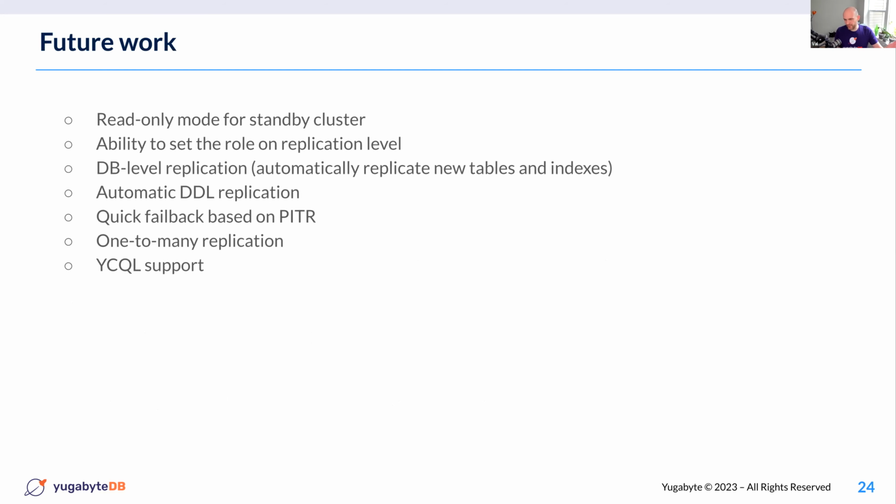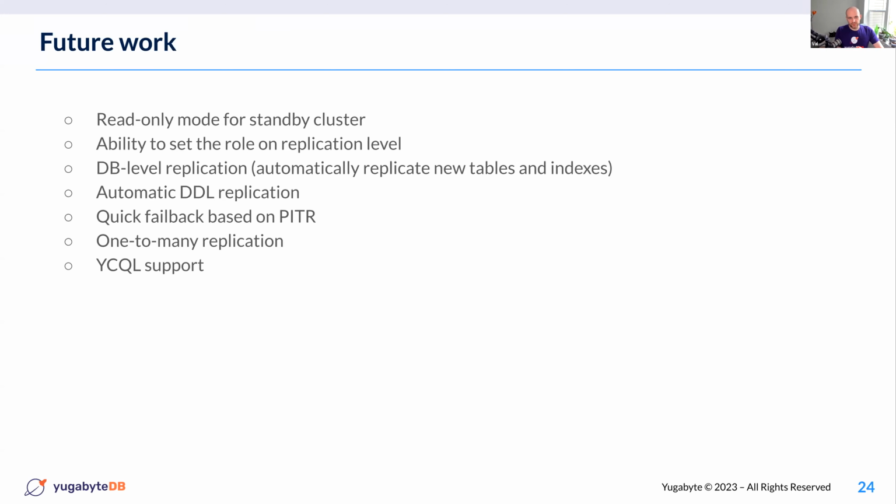First of all, read-only mode. I mentioned that this is definitely what we want to see for the standby cluster, but it's not there yet. This is active work in progress. Then the ability to set the role on the replication level. Currently it's cluster level, but we want to make this more granular so that you can, for example, replicate one database to US East and maybe another database to some other region, right? So you create failure groups in a sense with different databases and fail them over independently.